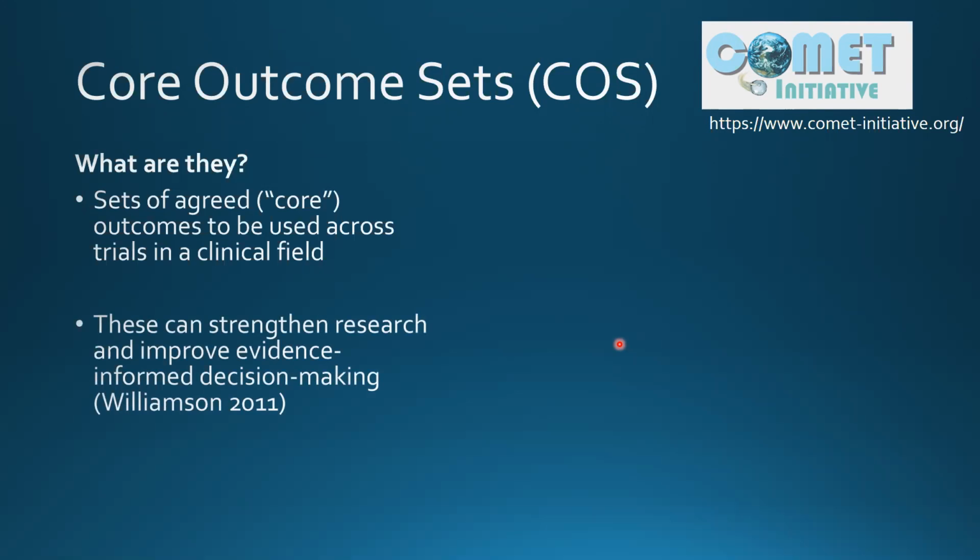And the reason we do that is that bringing together the findings from multiple trials can strengthen research by adding power to the conclusions that can be drawn from individual trials. And that can improve evidence-informed decision-making. And the COMET initiative, of course, is an organization of professionals who've come together, researchers and professionals and members of the public who've come together to try and develop robust methods for core outcome set development.